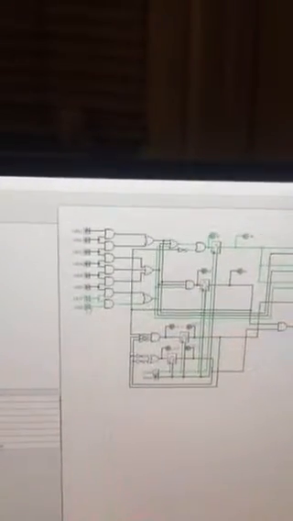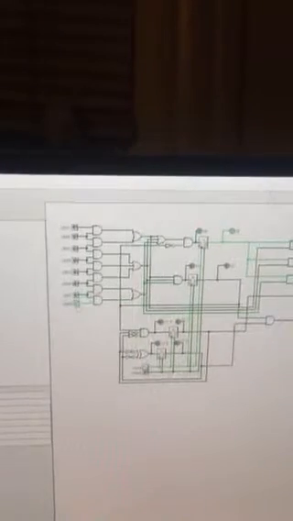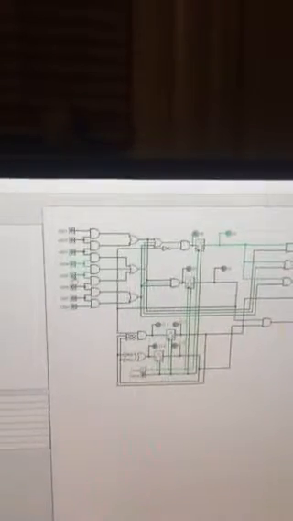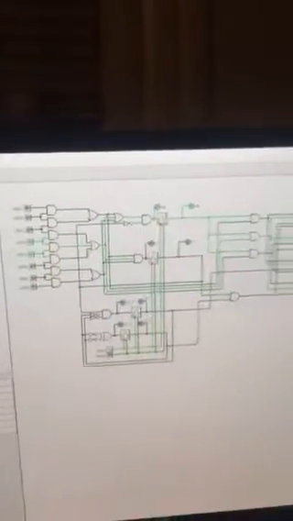So the simulation starts. Let's assume that the car is in the center of the line. So we're in state 0, and all the motors and the directions are on, so the car will continue going straight.